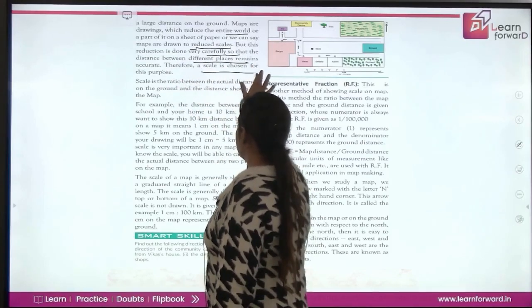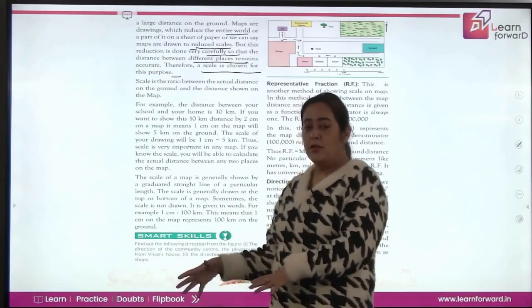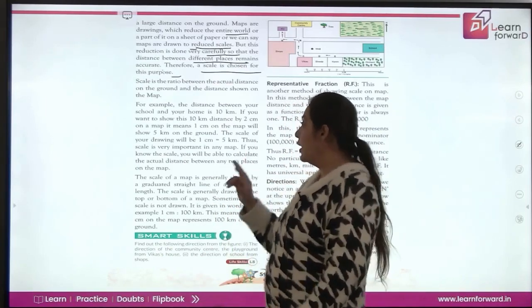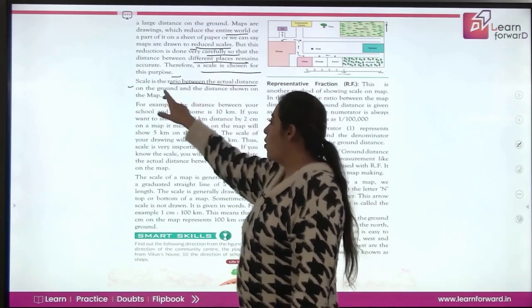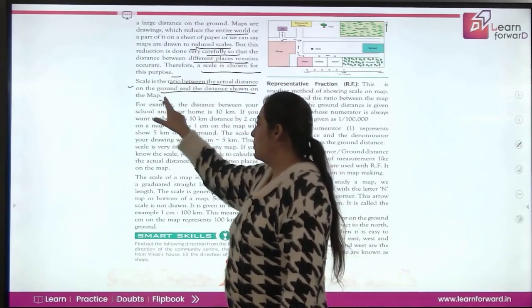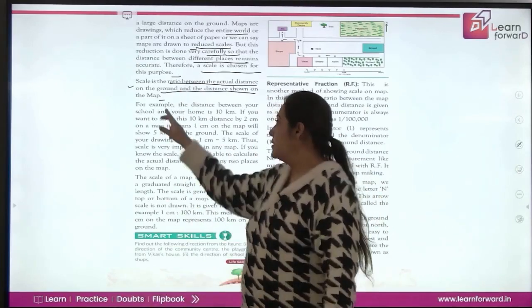So a scale is chosen. तो scale से ना जो maps का distance है to the distance on the ground is not disturbed, because why? Scale talks of the ratio between the actual distance on the ground and the distance shown on the map. जो ground पे distance है to the given distance on the map is depicted in a scale.